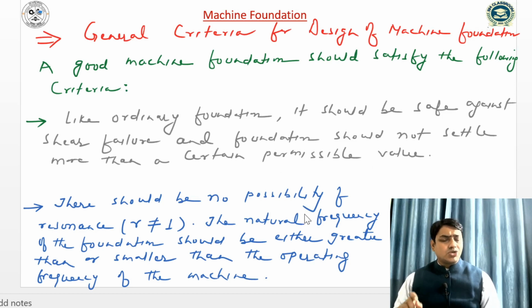That means the frequency ratio should not be equal to unity, or we can say that the operating frequency should not be equal to the natural frequency of the system. Either the natural frequency is greater than the operating frequency, or the natural frequency is less than the operating frequency. So there should be no possibility of resonance. The natural frequency of the foundation should be either greater or smaller than the operating frequency of the machine.